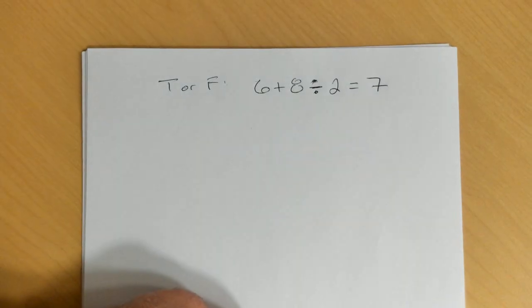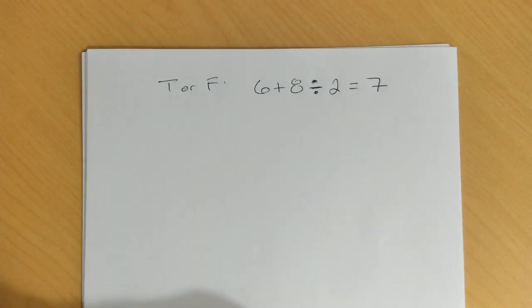There's division in there. Are you just guessing? No. Yes, you are. It's 50-50. You're false. Who got true?